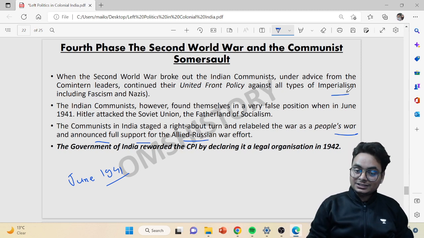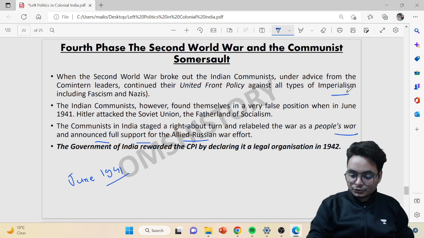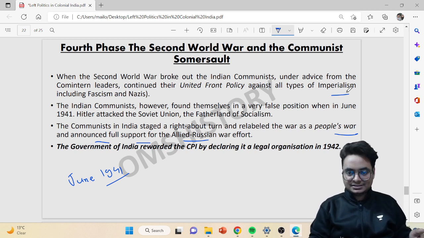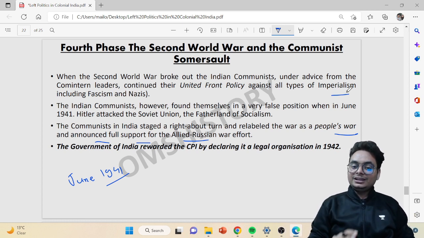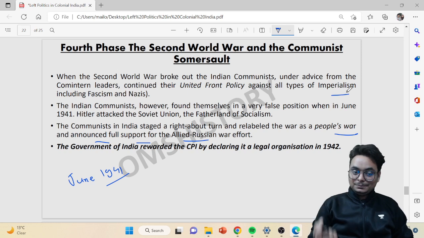So Russia was the fatherland of communism, or fatherland of socialism. So communists in India as well, they changed their stance. A kind of 180-degree change happened, and they now declared that this war is basically a people's war, and they announced full support for the allied Russian war effort. And in fact they were rewarded as well.